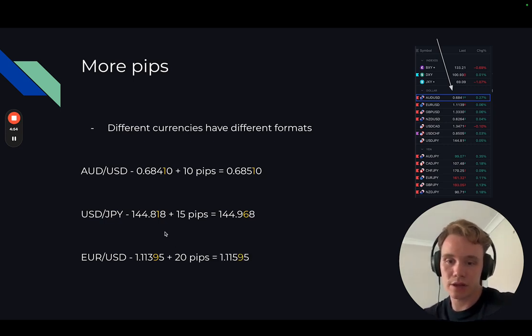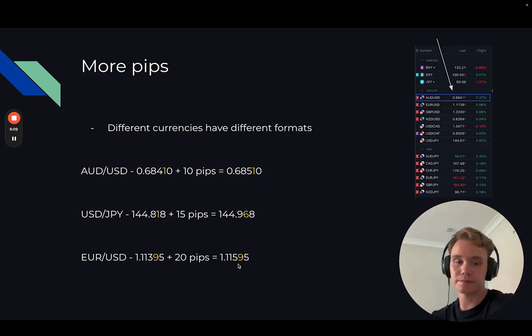And then the euro US dollar, if we're adding 20 pips, we do one spot 11395, add 20 pips, and we've got one spot 11595.